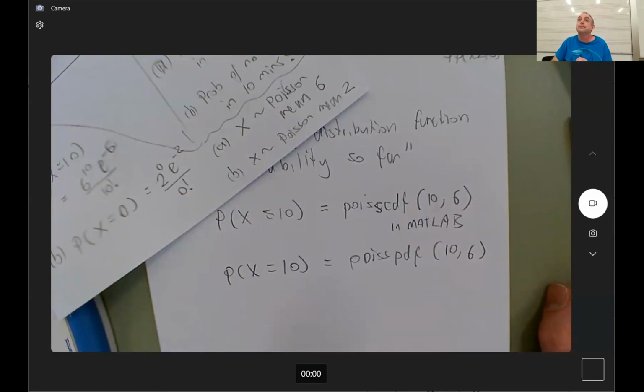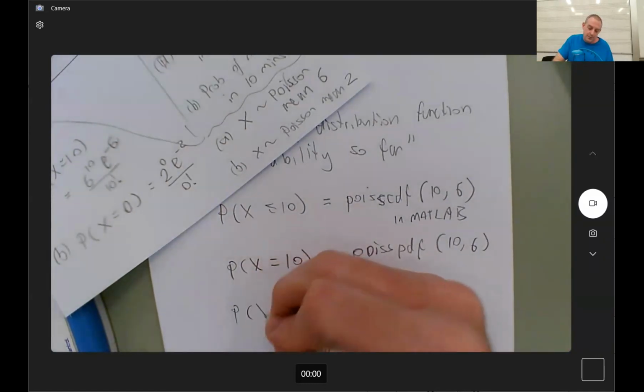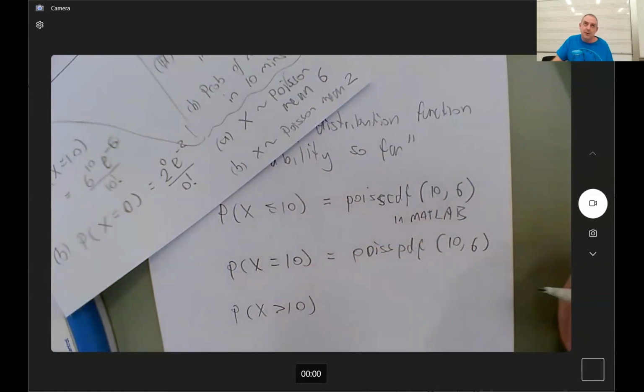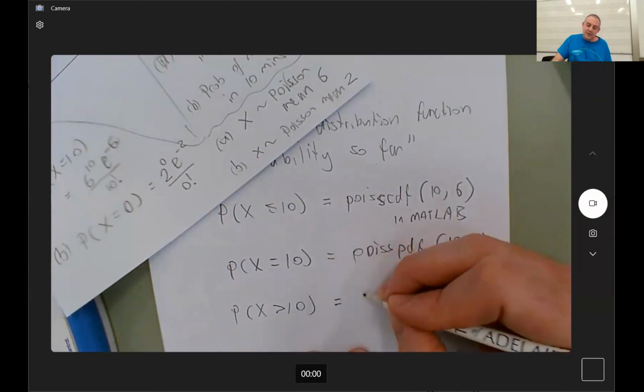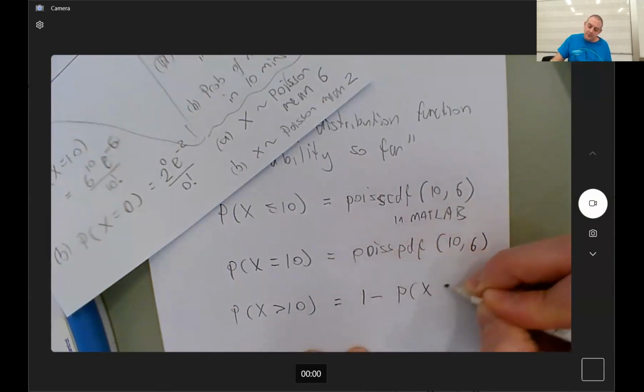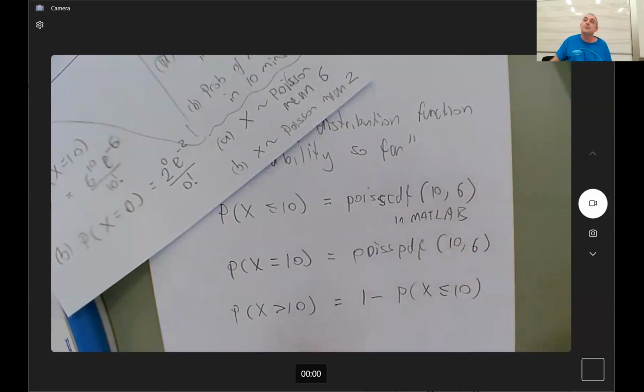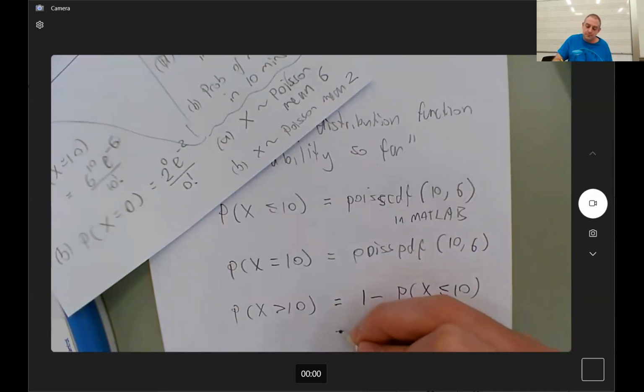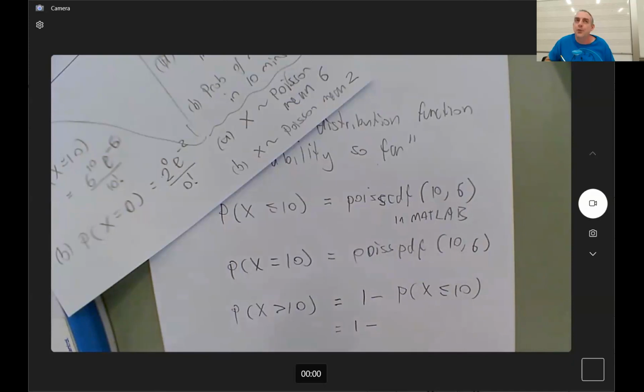And more than is totally. Yeah, if you want greater than, you're going to have to adjust it. So if you want greater than 10, okay, well, my computer's only going to tell me the before and not the after. So I can say that that's 1 minus that. Good question. Okay.